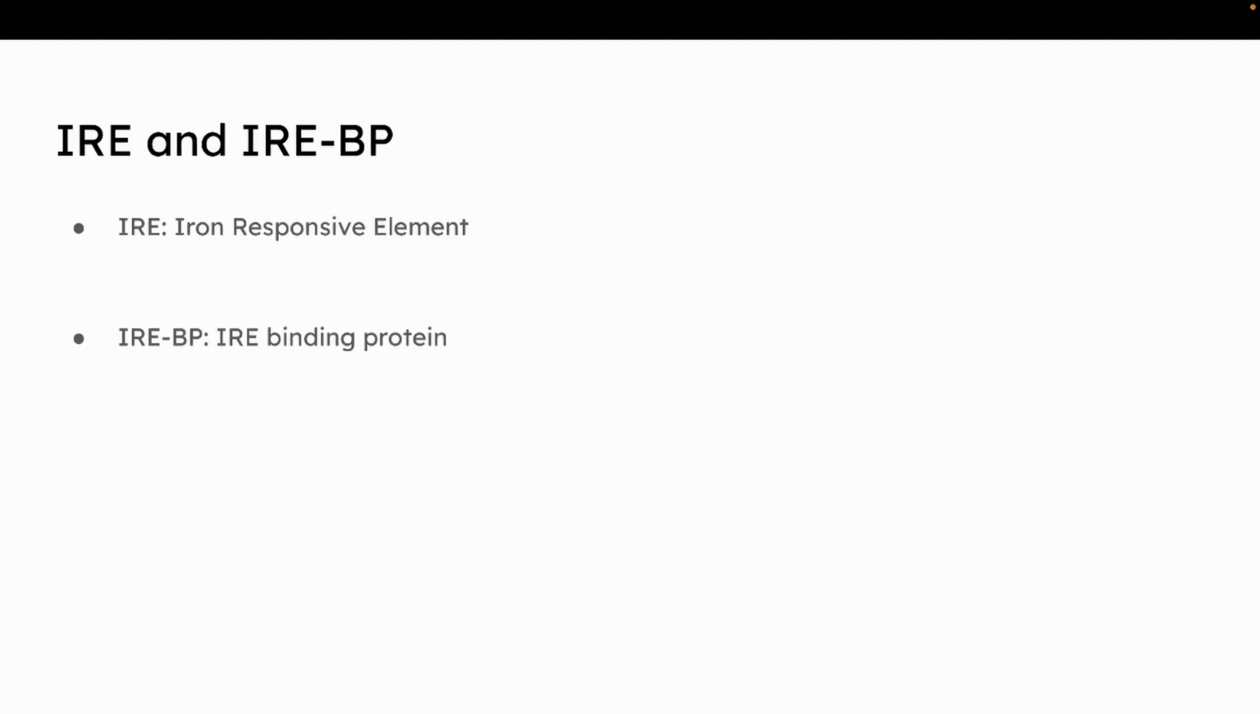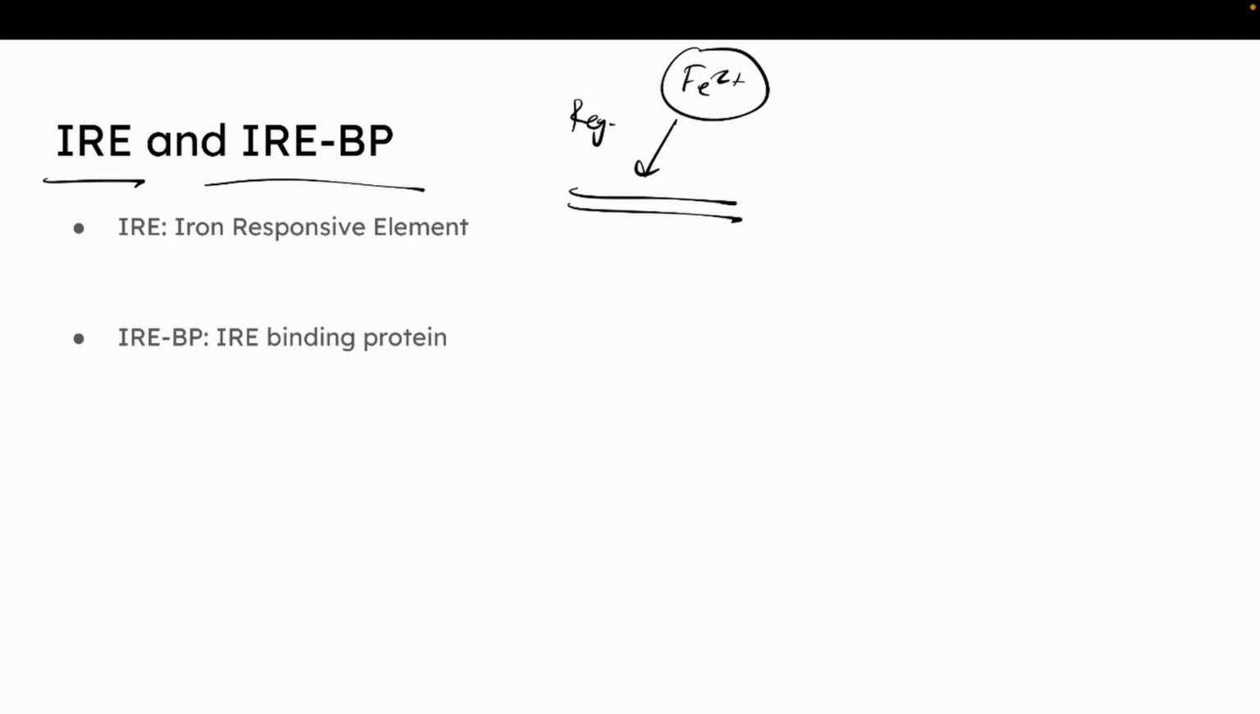And before we do that, I just want to go over two more terminologies. One's called IRE, and the other one's IRE-BP. IRE stands for iron responsive element. This is just a segment of DNA that is controlled by iron, or something about it is controlled by iron. So imagine you have a DNA here, let's say in the presence of iron, this ends up regulating this sequence.